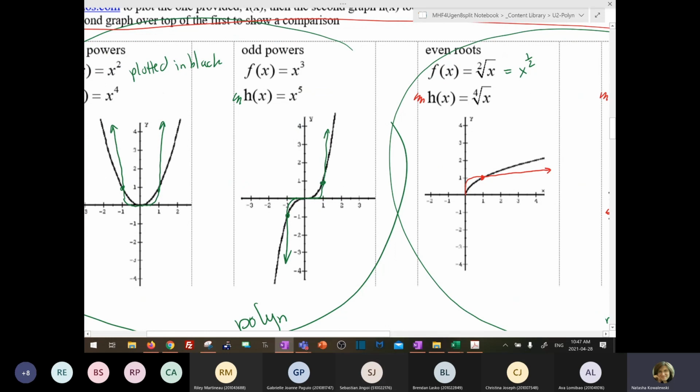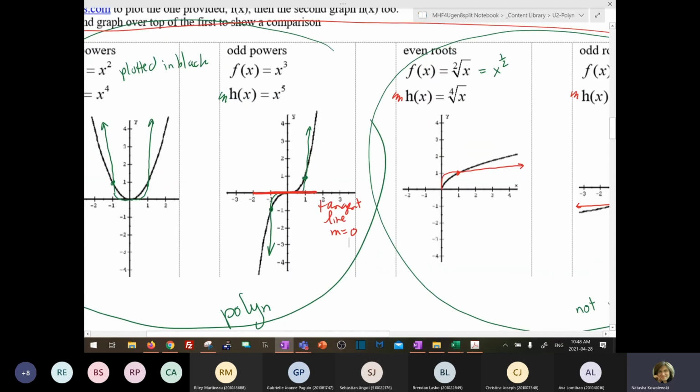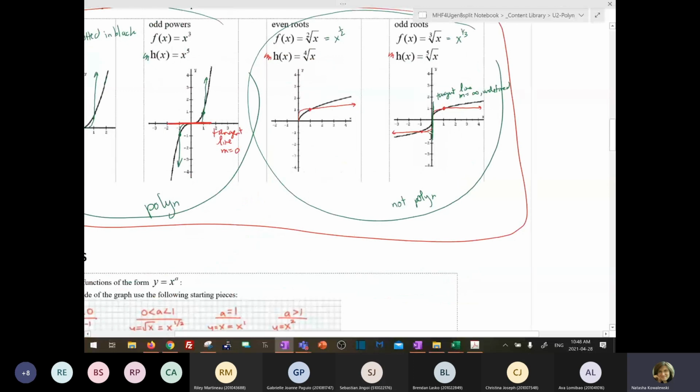Let me draw it with a different color. The tangent line on this one will have a slope that is 0, not undefined or infinite. So horizontal slope here in the middle for the tangent line, vertical slope here. So that's the difference between the two of those.